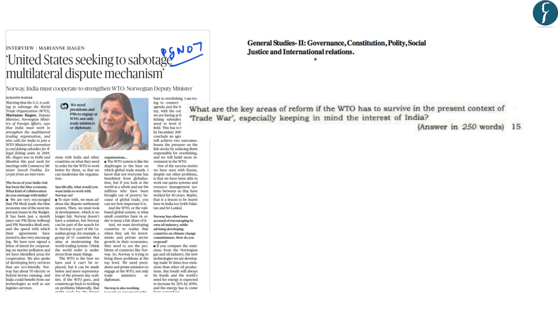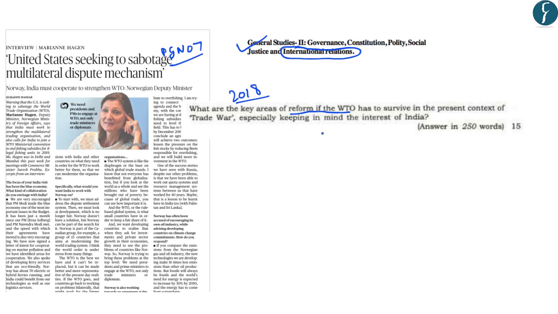Now, this will form a part of General Studies Paper 2 of the mains examination under the topic International Relations. Now, in the mains examination of 2018 in Paper 2, there was a question related to the key areas of reform in the WTO that are required in the present context of trade war. Now, in this interview, the Norwegian minister has accused the US of sabotaging the dispute settlement mechanism of the WTO. And you should note that the key reform area in the WTO in the present time is the dispute settlement body and the appellate system of the dispute settlement mechanism.